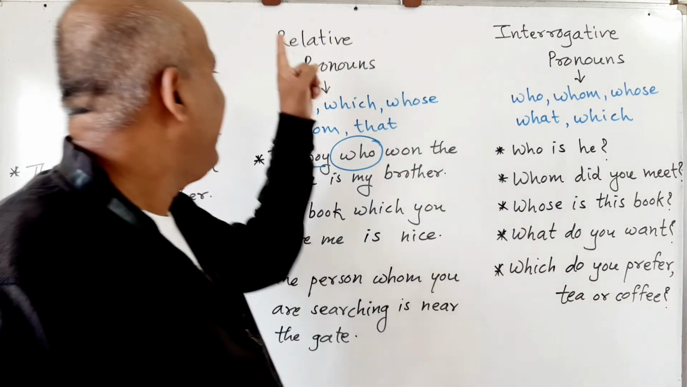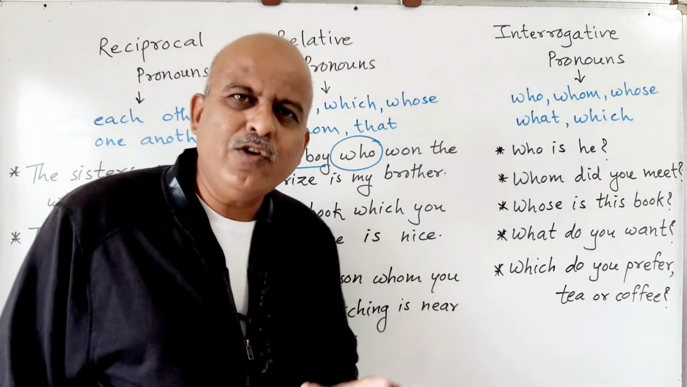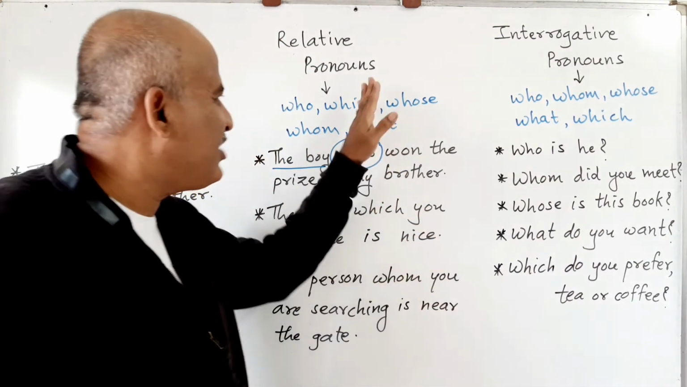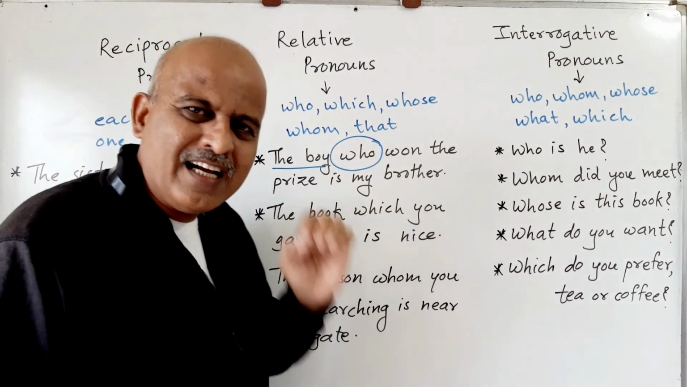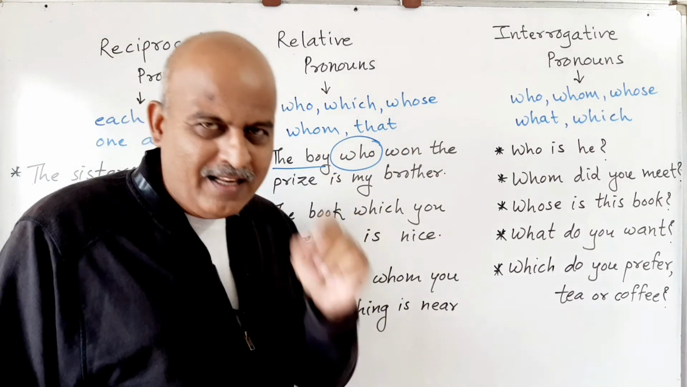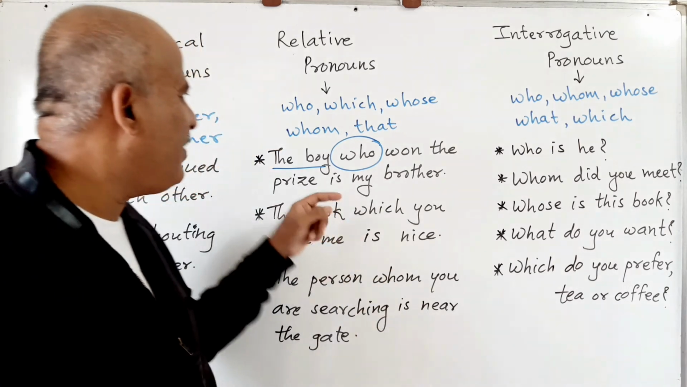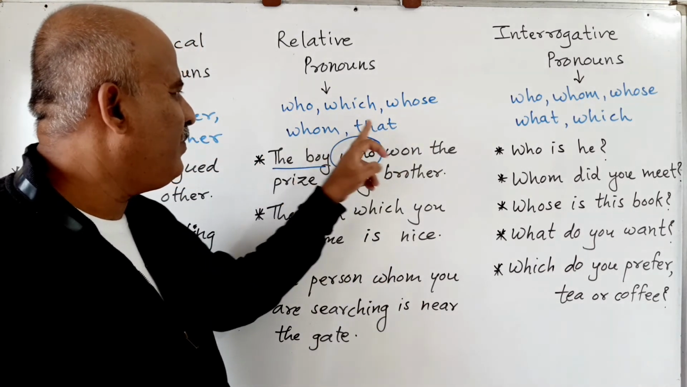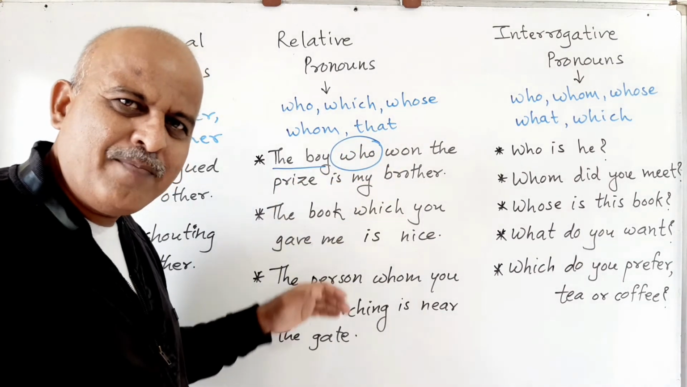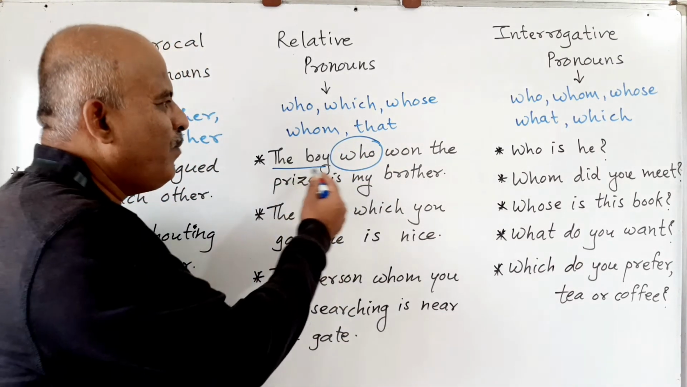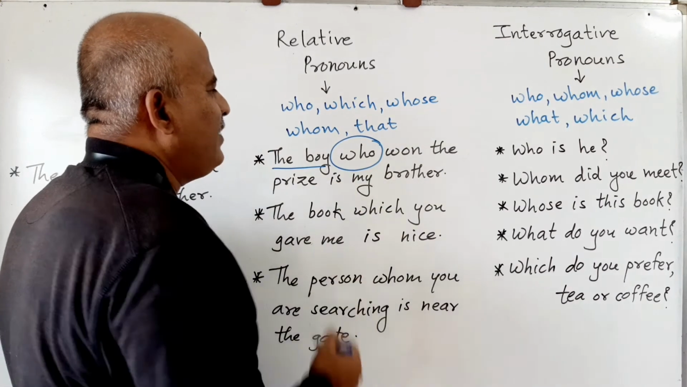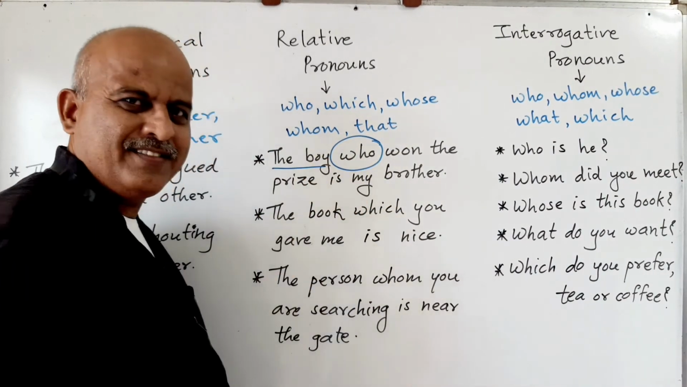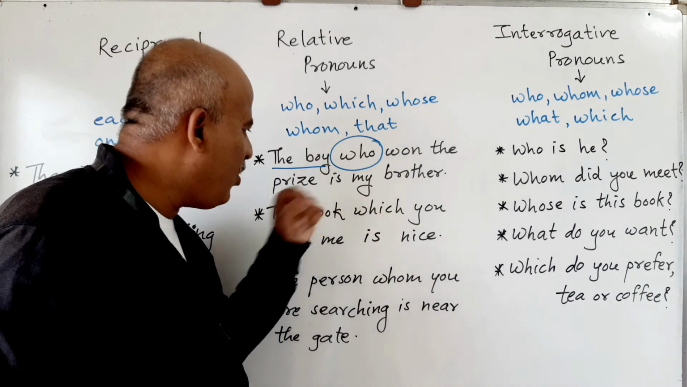Next, relative pronouns. Relative pronouns are named so because these pronouns relate to the noun that comes before them. Which are these relative pronouns? Who, which, whose, whom, that. Let's understand them with the help of examples. The boy who won the prize is my brother. This who is related to the boy. Who is that? That is the boy.